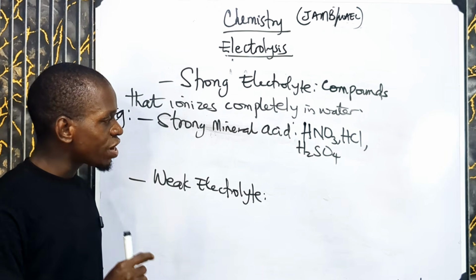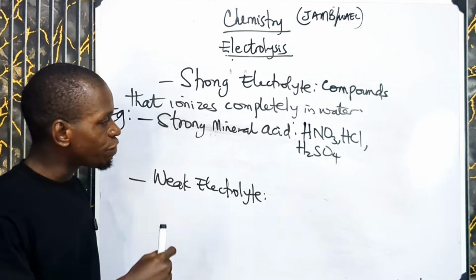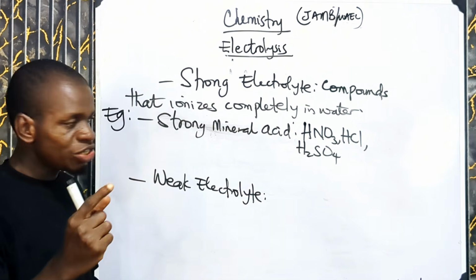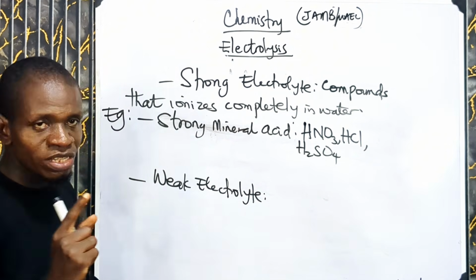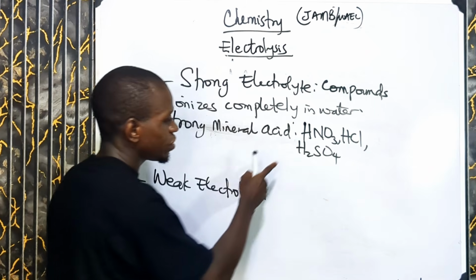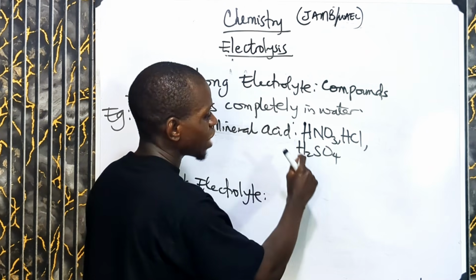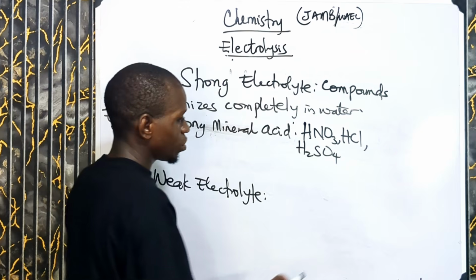So whenever you look at a question and you are asked which of the following is an electrolyte, check if you are going to see an acid, and what acid are you going to check out for. If you are seeing your strong mineral acid, these are examples of what you call electrolytes.